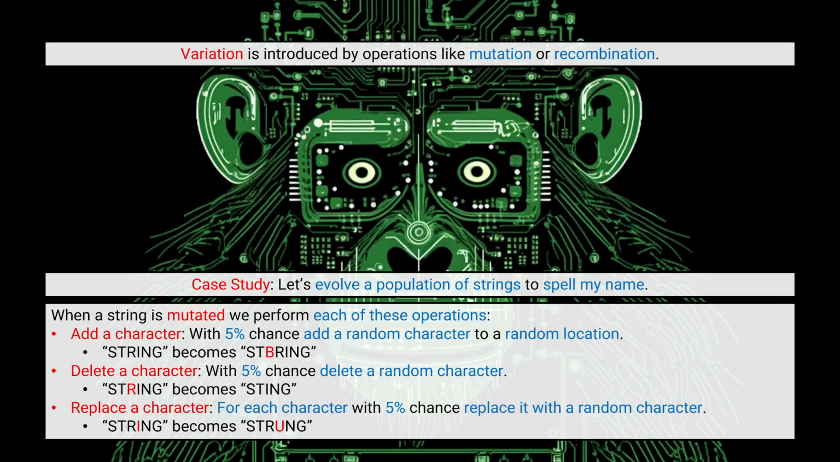So add a character, as we see here, it says with 5% chance, I'm going to add a random character to a random location. So my example here is the string becomes "stbring." We randomly added a B in there between the T and the R. So that's one possible mutation that might occur. We randomly pick a position and we just stick a new character in that position. I've indicated here that I'm going to use a 5% mutation rate. So this is what we call the mutation rate in our algorithms. Mutation rate is one of the key parameters of an evolutionary algorithm, and we have to decide how much we're going to mutate.